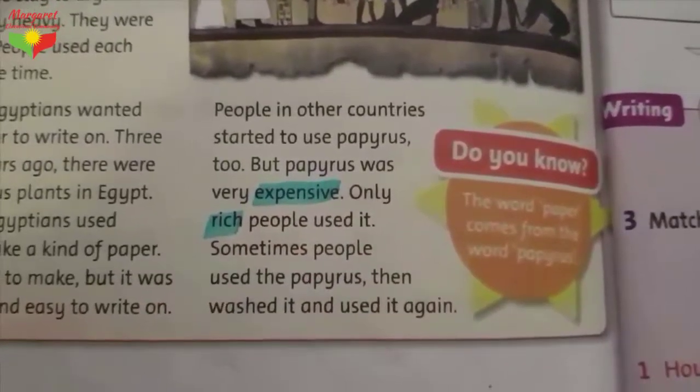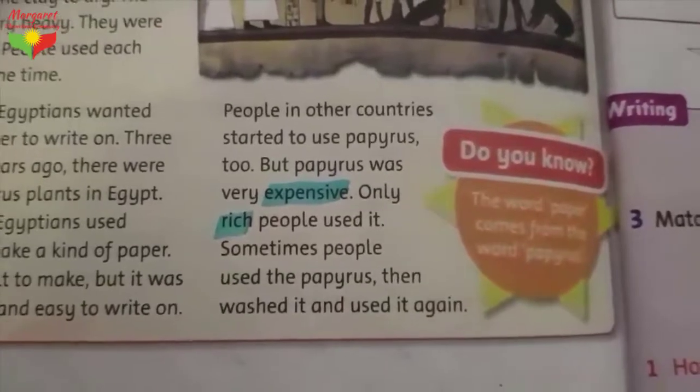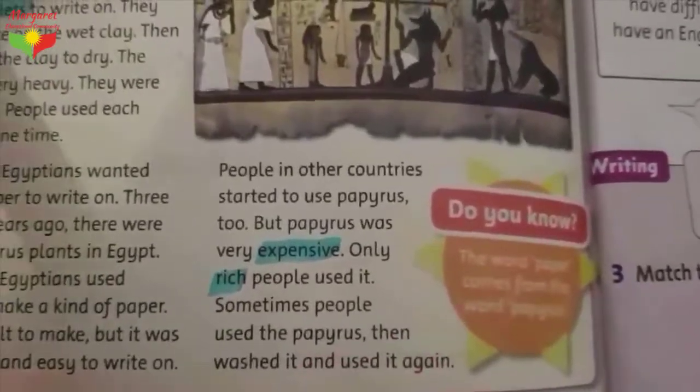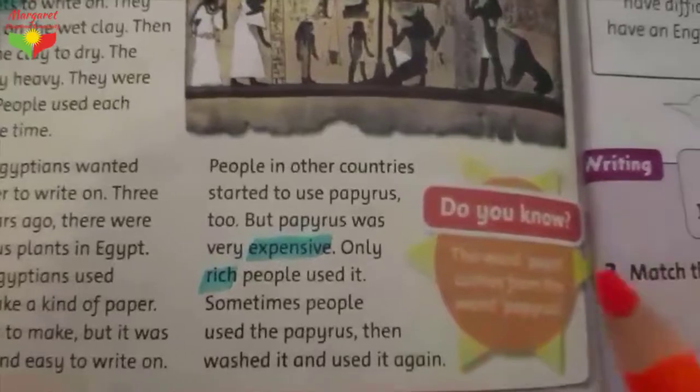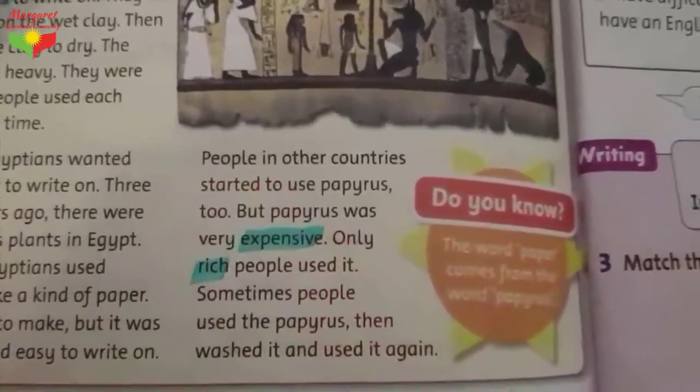Opposite of expensive is what? Who knows? It's cheap. So the clay was cheap, but papyrus was very expensive.